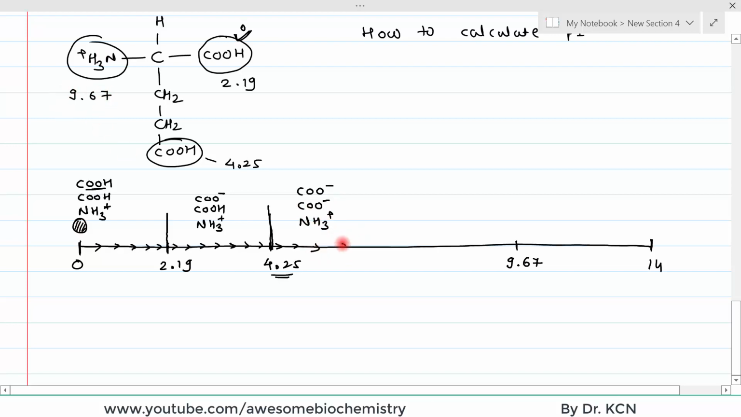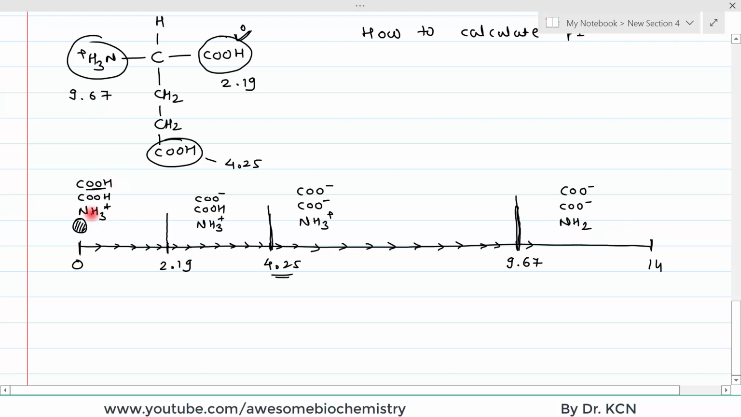Now, you go on adding more and more alkali, so pH will increase. So, once it crosses this 9.67 mark, what will happen? Even this amino group will start losing its proton. Both carboxyl groups are already deprotonated, and this amino group will also be deprotonated. So, the NH2 form will be there.